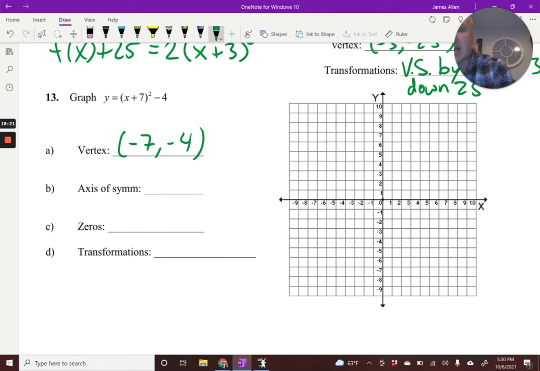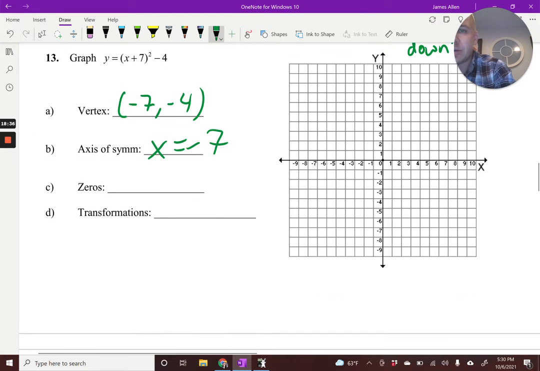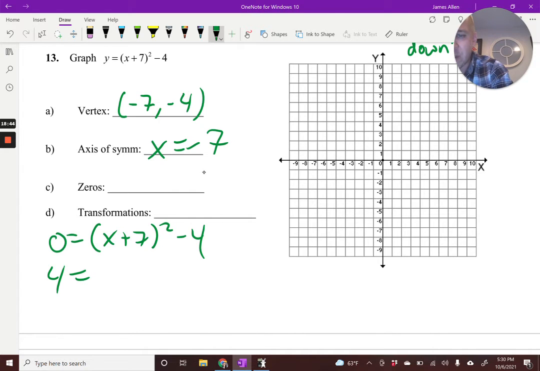Maybe she'll come back. Axis of symmetry. It's my x-coordinate of my vertex, negative 7. Beautiful. All right, my zeros. Well, because I have vertex form, I don't even have my standard form. I'm going to set this equal to 0 and solve. So 0 equals (x plus 7) squared minus 4. I should get nice answers here because I have a 4 that's going over there. So that's an awesome 7.